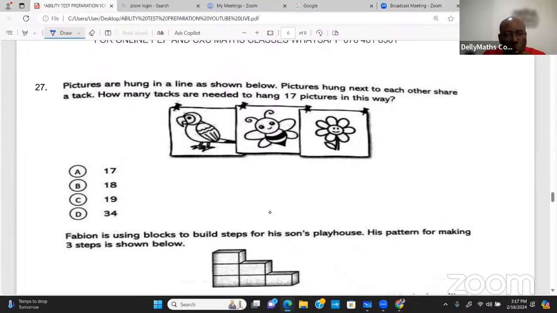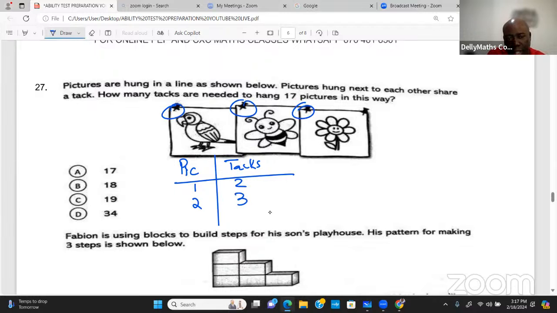So for one picture, I'm going to put the picture here, and I'm going to put my tacks here. I'm suggesting when I see one picture, that would have been 2 tacks. And then take a look. If we're looking at 2 pictures, 1, 2, 3 tacks. And then when you look at 3 pictures, we needed 4 tacks.